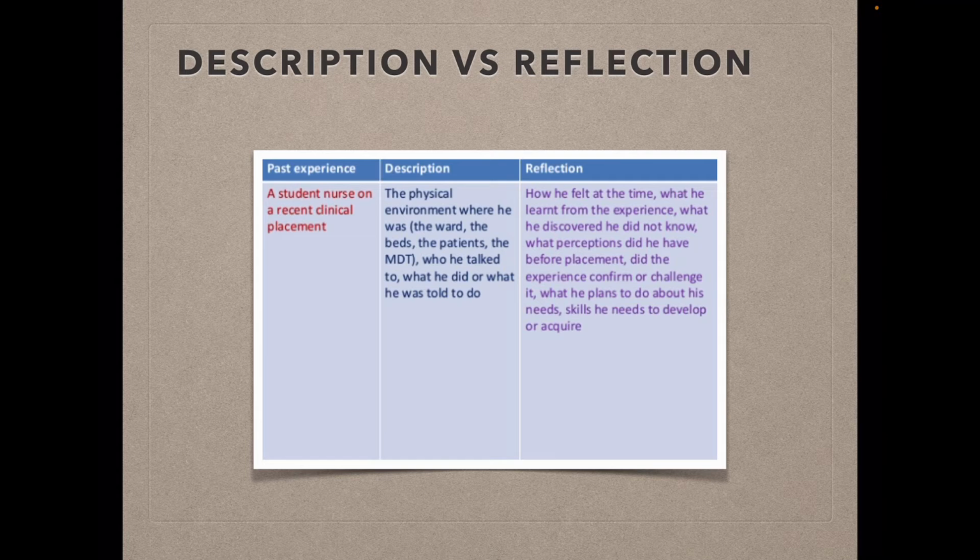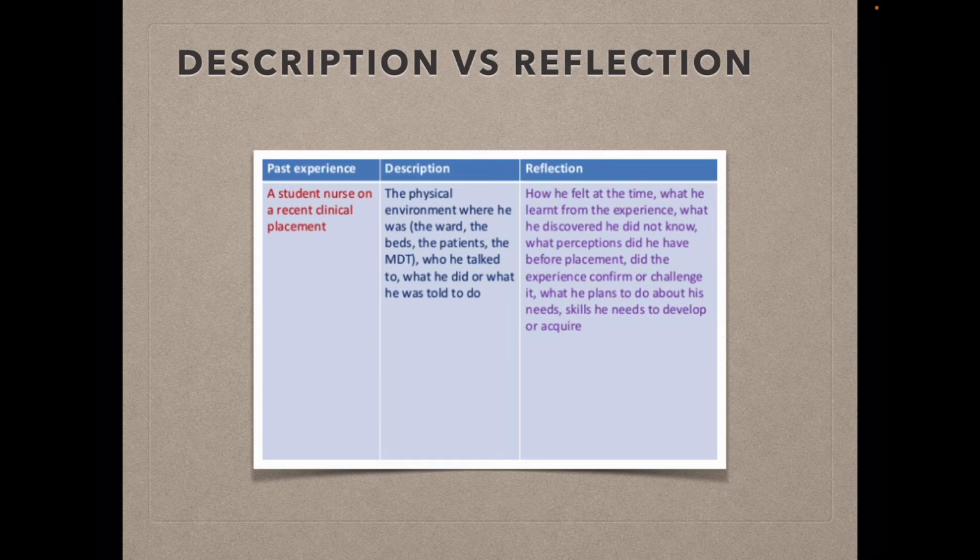In other words, think about description versus reflection. Take this example of a student nurse on a clinical placement. If the student nurse is going to describe the experience, he's going to talk about where he was, the ward, the beds, the patients, the medical staff, who he talked to, what he did, what he was told to do. But a reflection is going to go beyond. He's going to talk about how he felt at the time, his emotions.